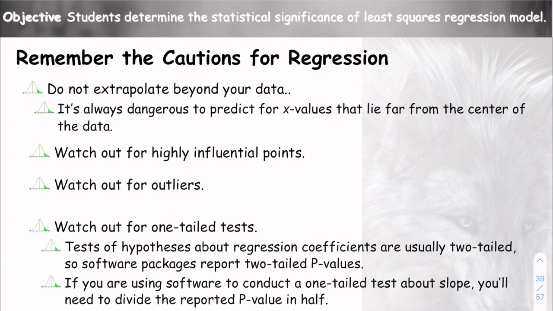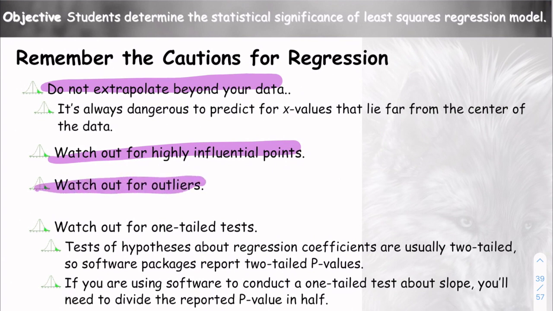Let's wrap up this section by covering some words of caution. We'll have one more video that goes through a handful of examples and is going to pull back that math anxiety data that we did for reviewing regression. So some words of caution. Remember, do not extrapolate beyond your data. It's always dangerous to predict x values that lie far from the center of the data. We need to watch out for highly influential points. We need to watch out for outliers.